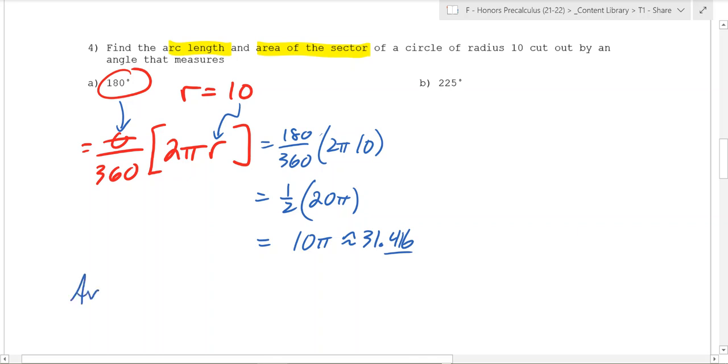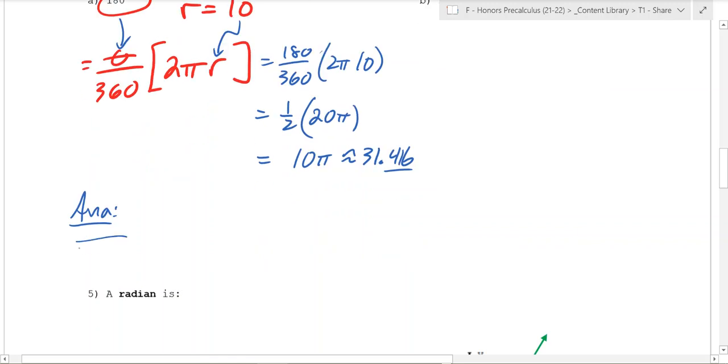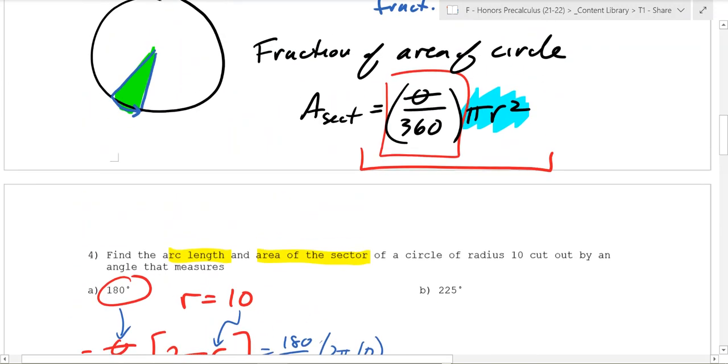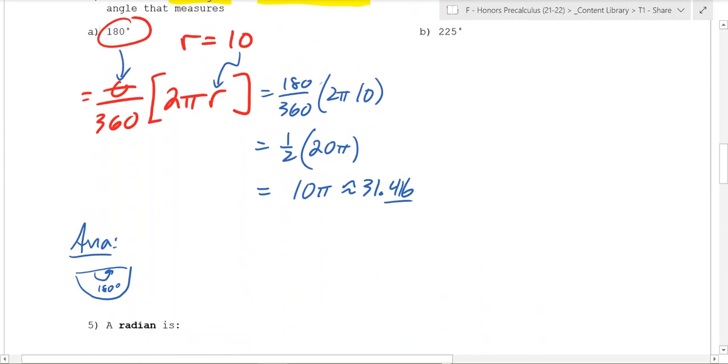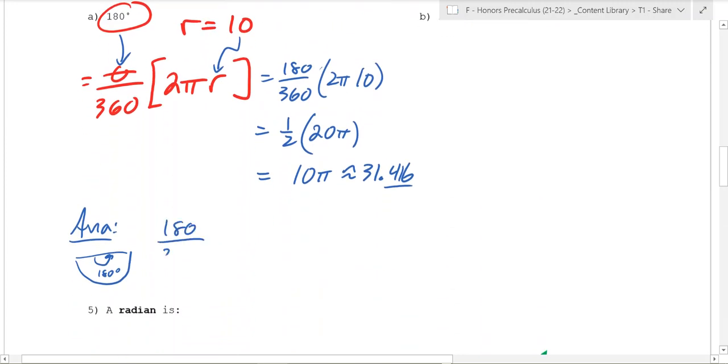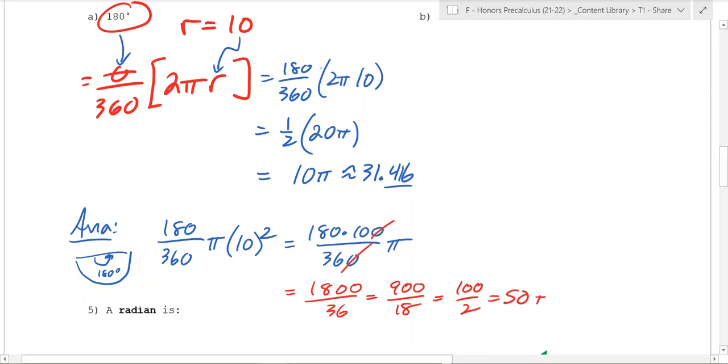So what would be the area of the sector? Like if you had a sector of a circle that's 180 degrees wide. The area of that sector by the formula that we had up above is theta over 360 pi r squared. So that's going to be 180 degrees over 360 times pi times the radius squared. So that's 10 squared, which is equal to 180 times 100 over 360 pi. And if you cancel these things out, you end up with 50 pi. So that's the area there.